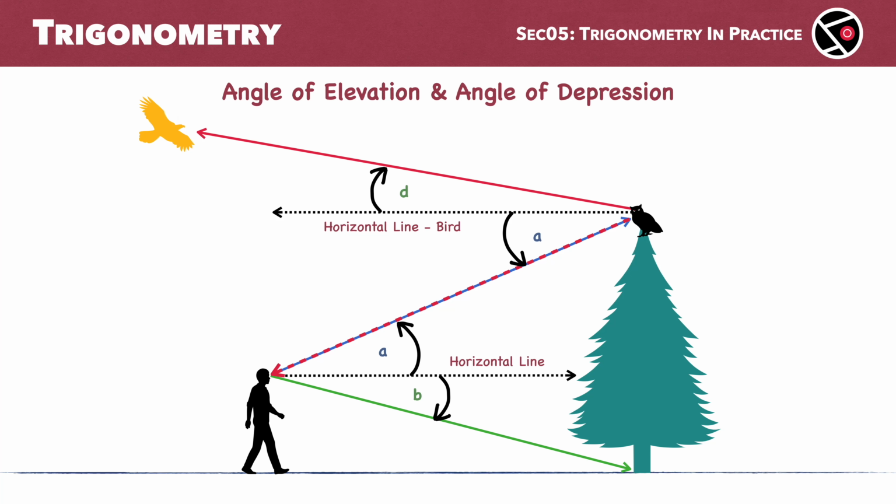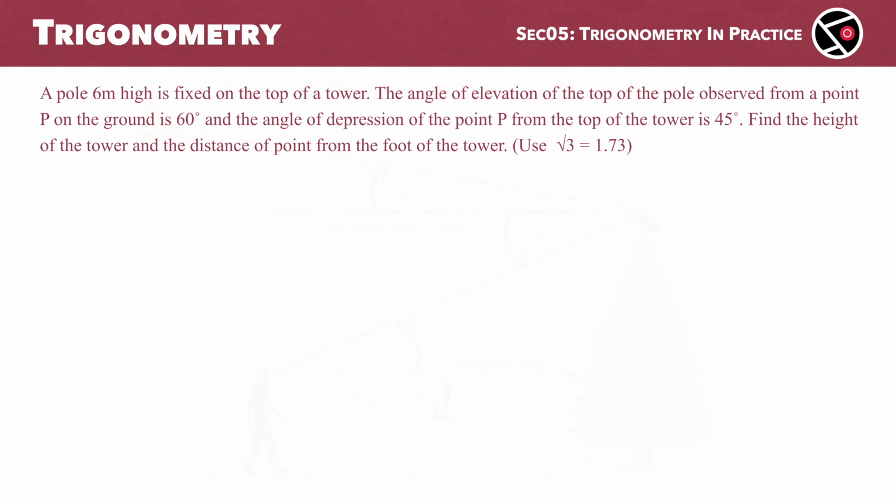Alright, let's now check our understanding of what we just learned. Here is a problem for you. A pole 6 meters high is fixed on the top of a tower. The angle of elevation of the top of the pole observed from a point P on the ground is 60 degrees. And the angle of depression of the point P from the top of the tower is 45 degrees. Find the height of the tower and the distance of point from the foot of the tower. Pause the video and give it a try.